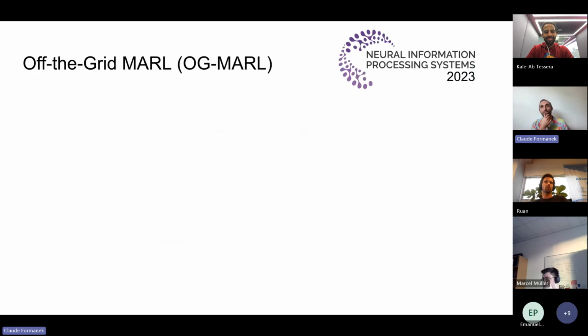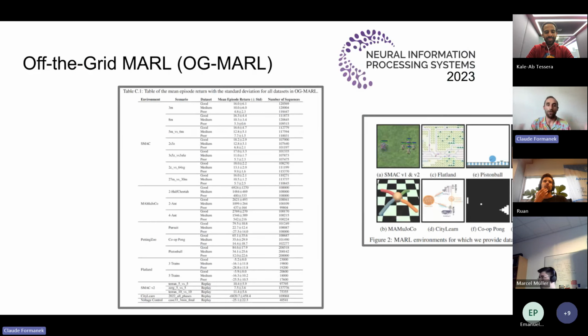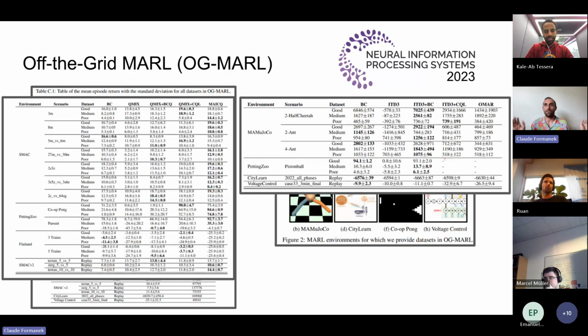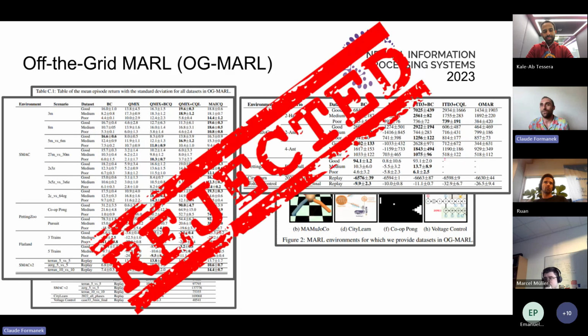Then what we did from there was try to expand it. We added a whole host of additional data sets, added in SMAC v2, the CityLearn environment. We then expanded the amount of benchmarking we did. But unfortunately, that got rejected when we submitted it to the NeurIPS datasets and benchmark track.